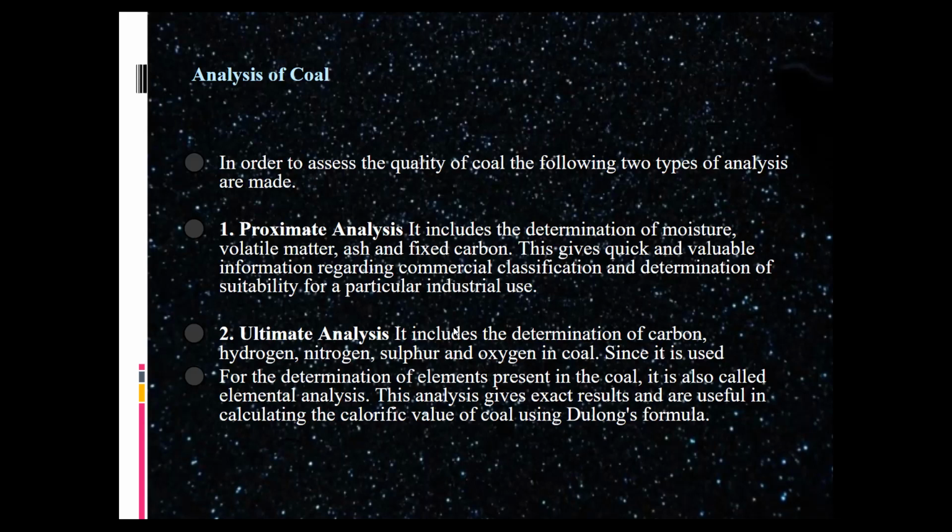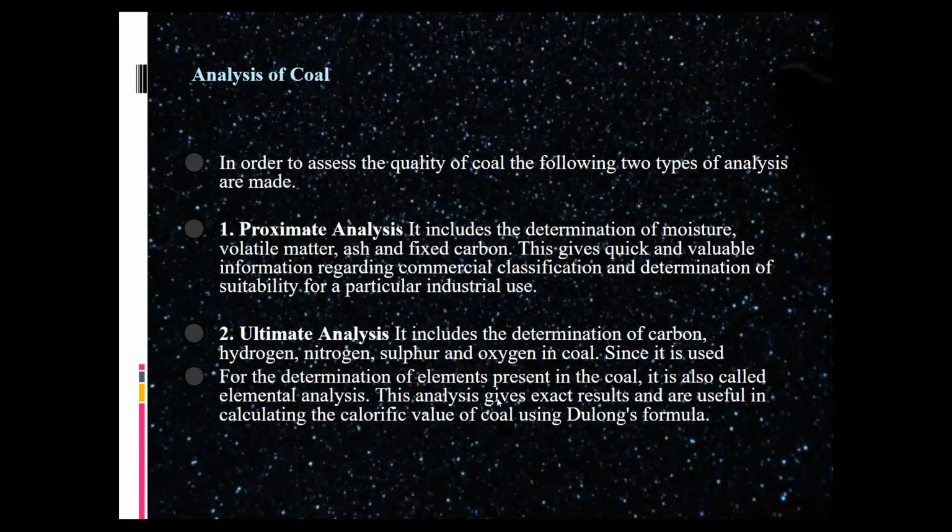So ultimate analysis is used to find out the percentage of carbon, hydrogen, nitrogen, sulfur, and the oxygen in the coal sample. Since it is used for the determination of elements present in the coal, it is also called the elemental analysis. So why are we calling ultimate analysis the elemental analysis? Because we are going to find out the percentages of all elements in the coal sample.